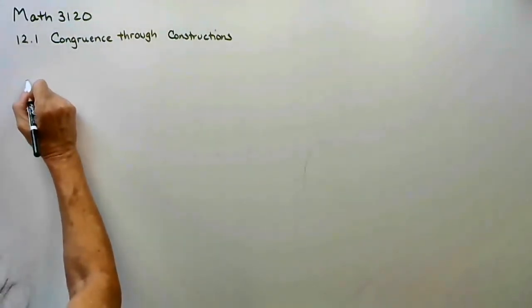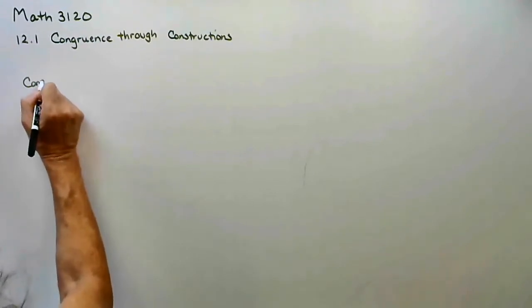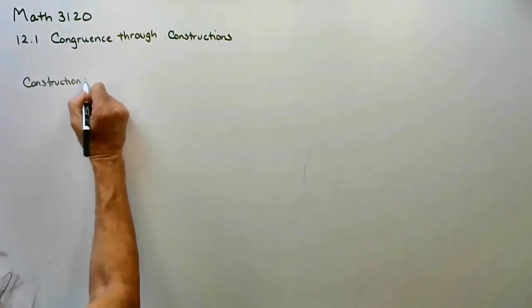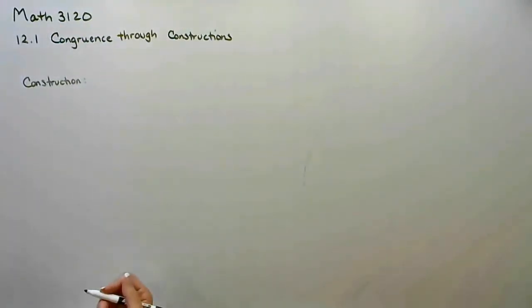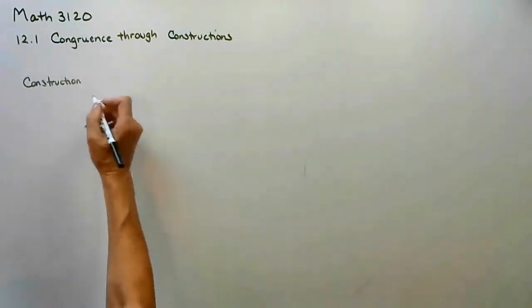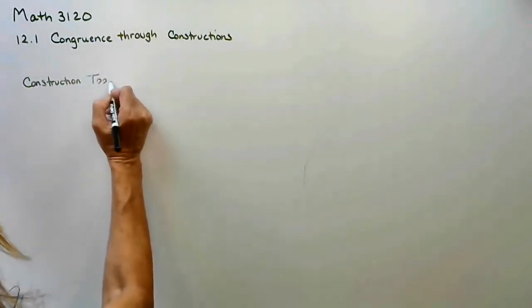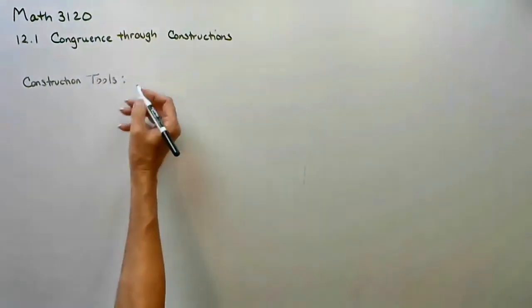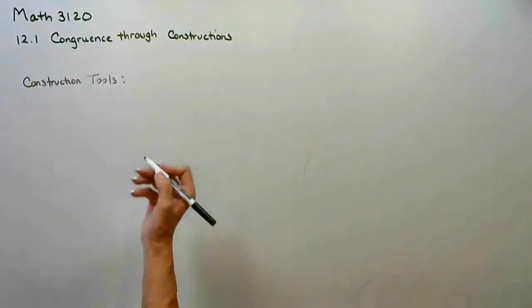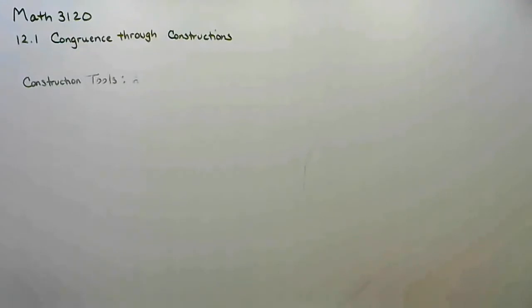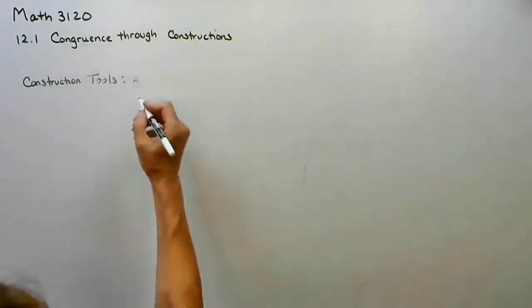Now, when you're doing a construction, you must use two tools. So we have two construction tools. Oops, the board's still wet, I apologize. Construction tools. One, you need to have a straight edge.